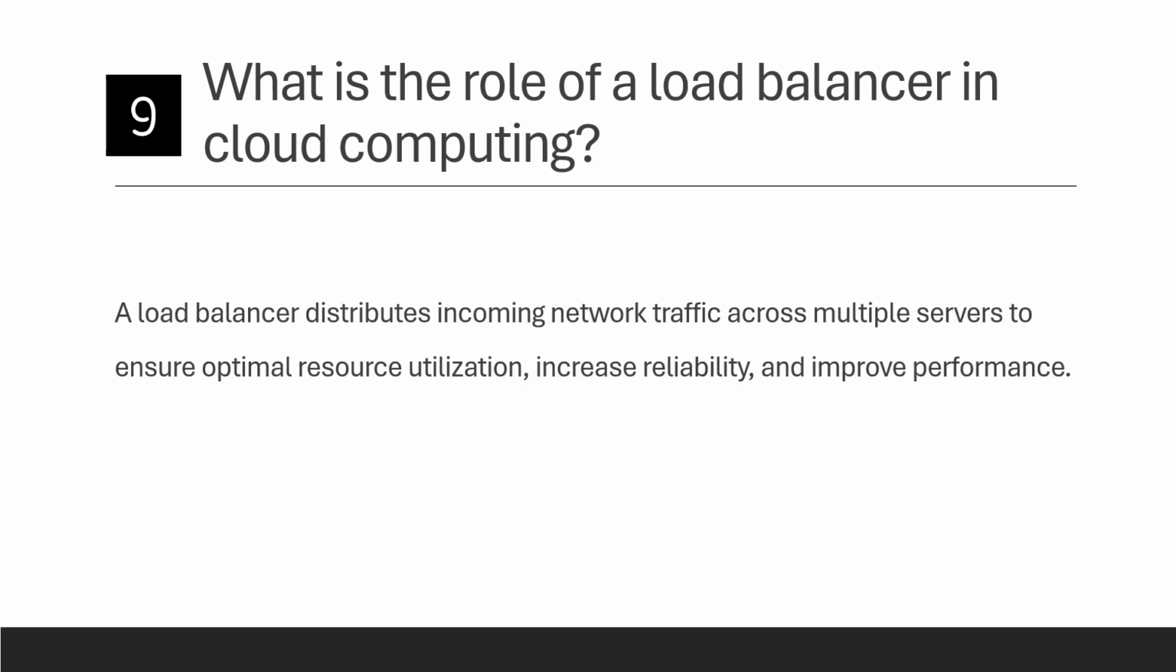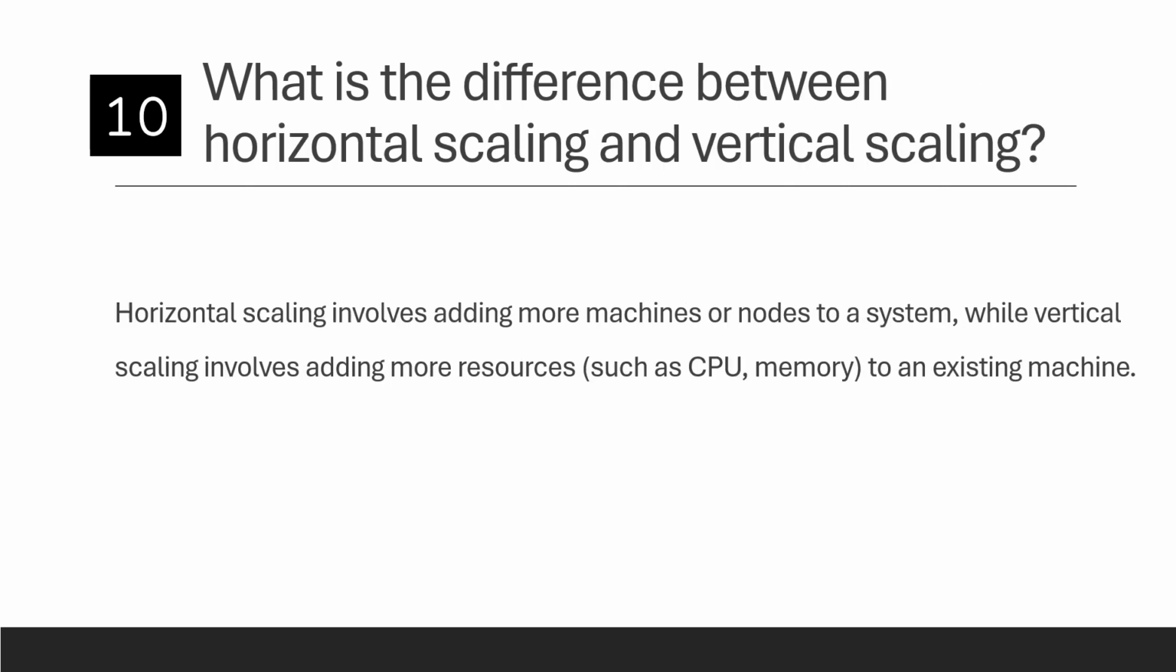What is the role of a load balancer in cloud computing? A load balancer distributes incoming network traffic across multiple servers to ensure optimal resource utilization, increase the reliability, and improve the performance. What is the difference between horizontal scaling and vertical scaling? Horizontal scaling involves adding more machines or nodes to a system, whereas vertical scaling involves adding more resources such as CPU, memory to an existing machine.